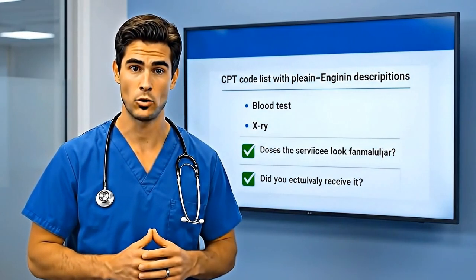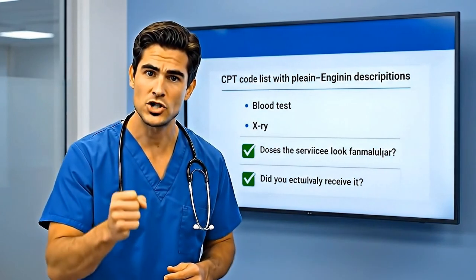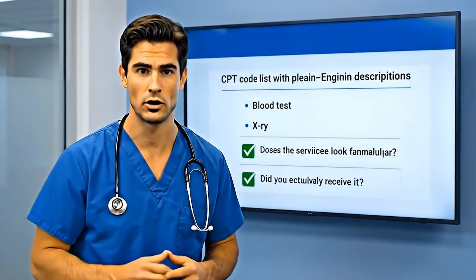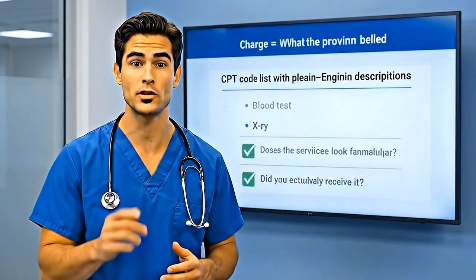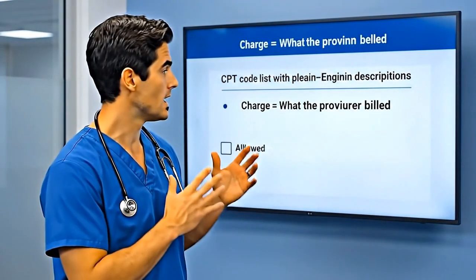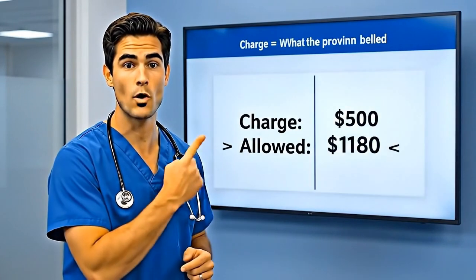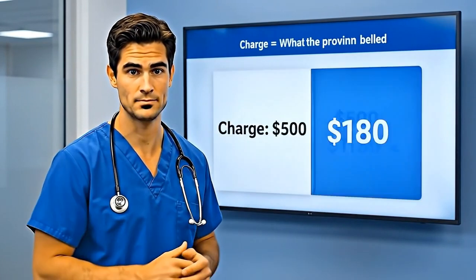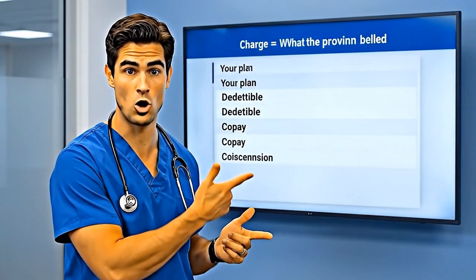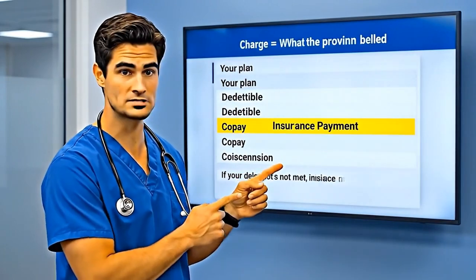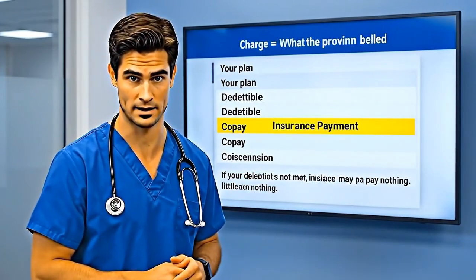This is very important. Insurance almost never pays the full charge. Charge stipulates what the provider billed. Allowed amount stipulates what insurance agrees to pay. Here you'll see what your insurance paid. This depends on your plan, deductible, copay, coinsurance. If your deductible is not met, insurance may pay little or nothing.